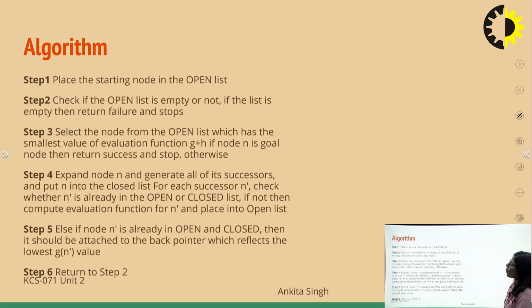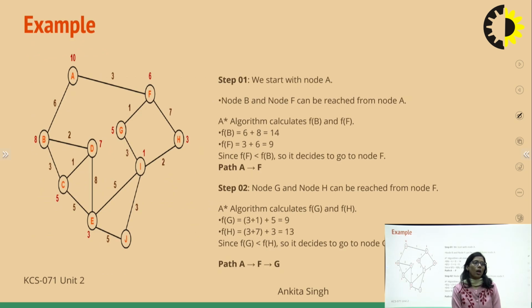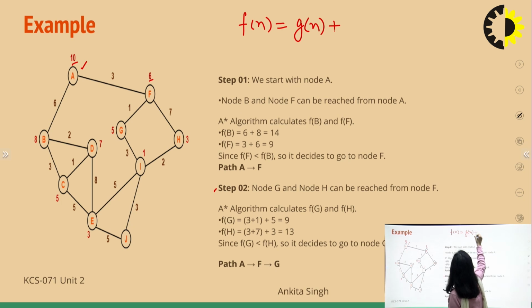Now, the algorithm is similar to that of your best first search algorithm, and the difference is that when we are selecting the node from the priority queue, we take into consideration the value of the evaluation function, that is g plus h, and the rest of the algorithm is the same as that of your best first search algorithm. Now, we'll try to understand with the help of an example. This is your starting node A, and we have to reach the goal node. The values written over the nodes are your heuristic values, whereas these are your path values. We remember the formula, f of n is equal to g of n plus h of n.